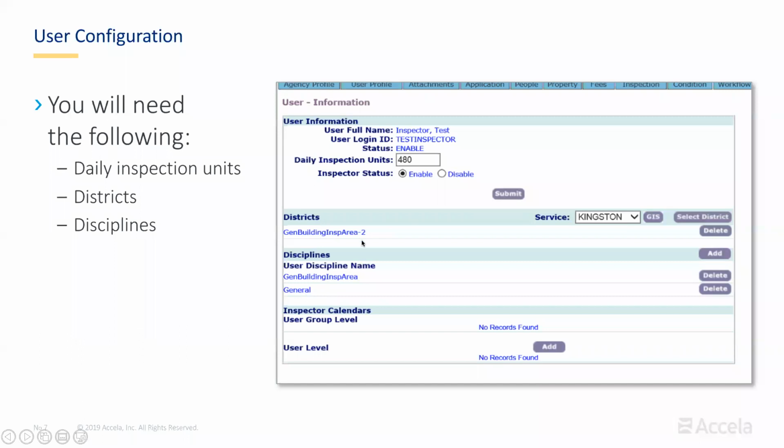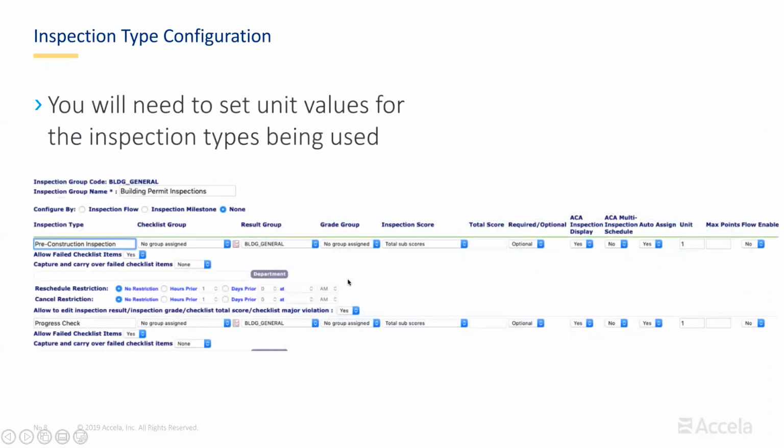So this inspector has 1 district and 2 disciplines, general and just a building generic. And I'm gonna talk more about that and how that works in the demo. You will also need to set the unit values for the inspection types being used.